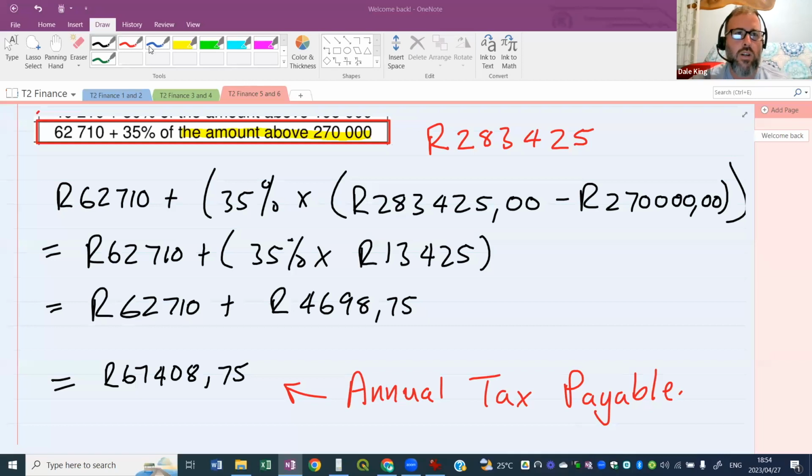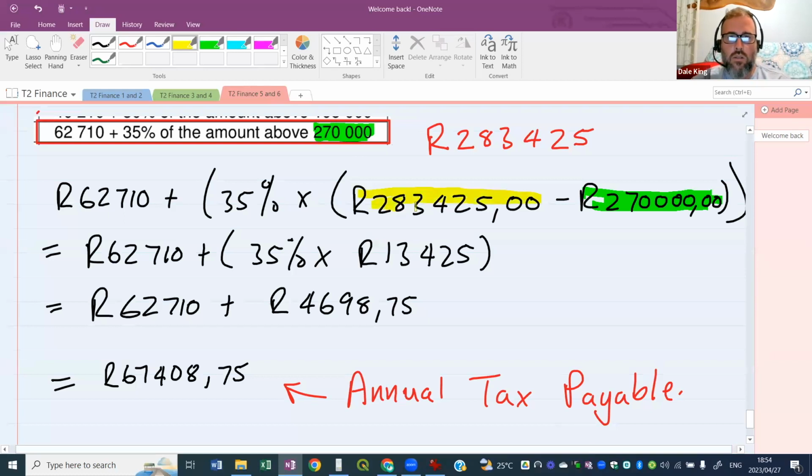Okay, good question. The 270,000 comes from the instruction in the tax table. The 283,000, I gave you that number. I said, this is how much annual taxable income this person earns.